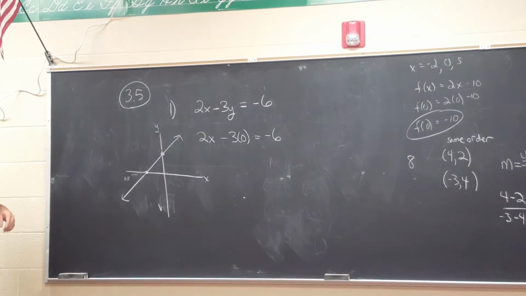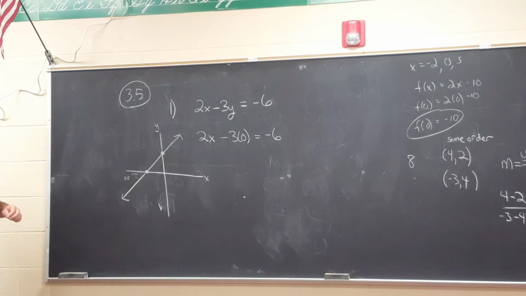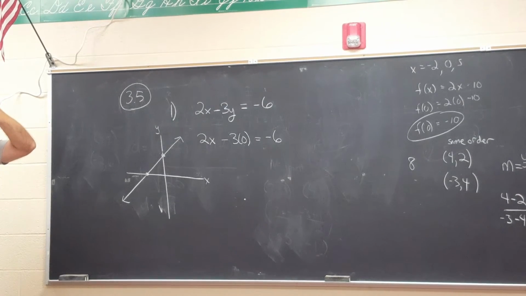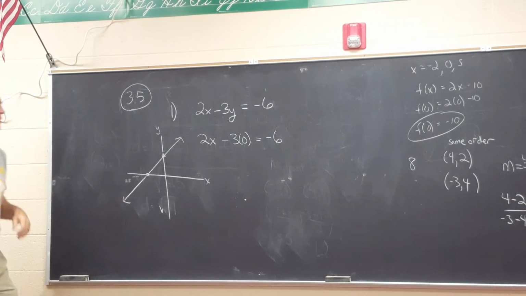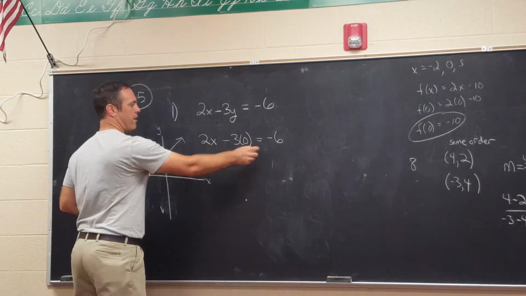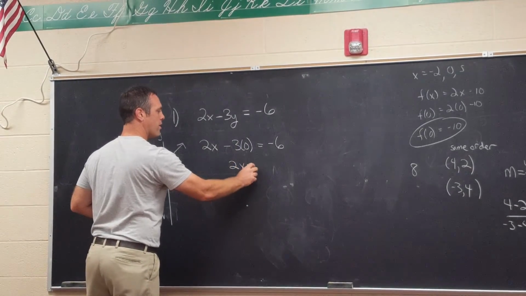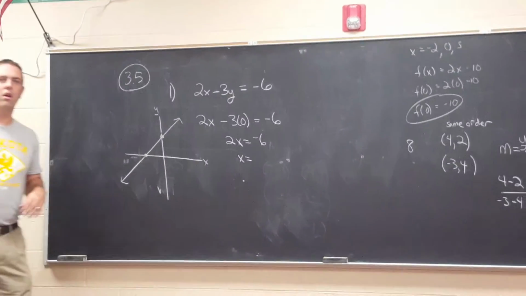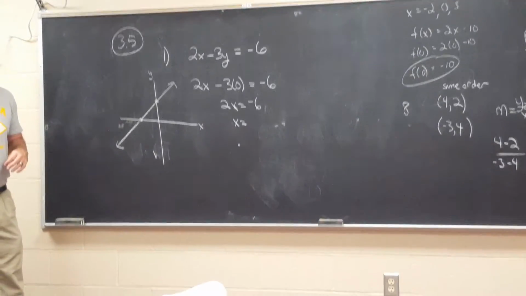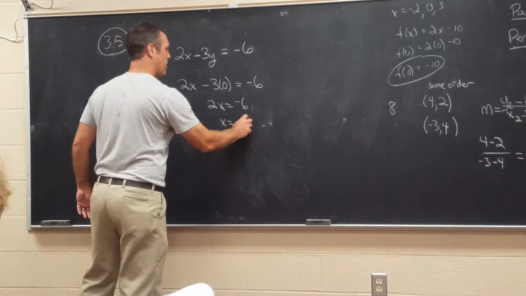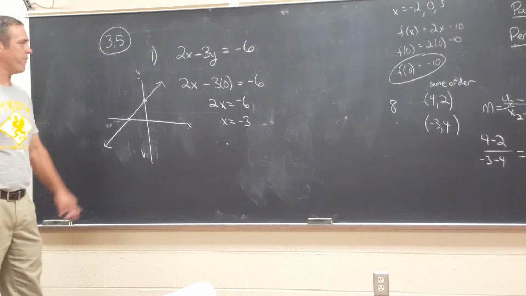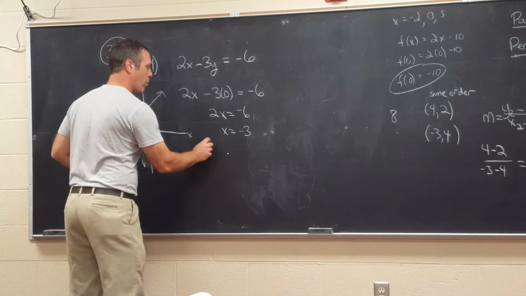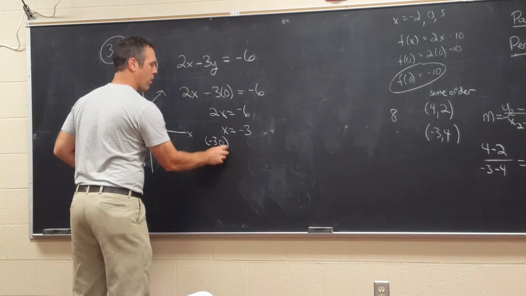Substitute 0 in. What do we get? What can I do with that 3 times 0? Minus 3 times 0 would just be 0. Good. So can I take that all away? Yes. So we get 2x is equal to -6. So x would be equal to -3. So that is one point on the graph. When we put 0 for y, x is -3. So one coordinate is -3, 0.